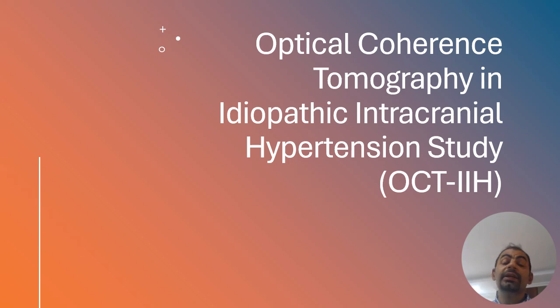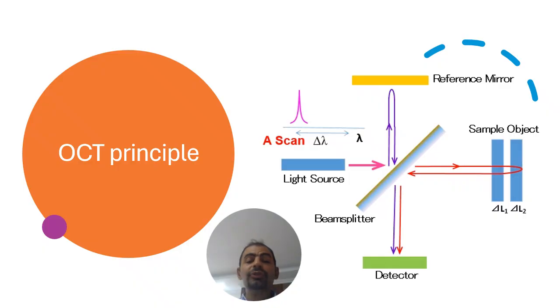Now let's tackle another point that is important from the ophthalmological point of view, which is the use of optical coherence tomography in patients with idiopathic intracranial hypertension. This was evaluated in the OCT IIH study. First of all, we need to understand a simplification of the OCT principle, or optical coherence tomography. It's very similar to the ocular ultrasound. However, there are two main differences.